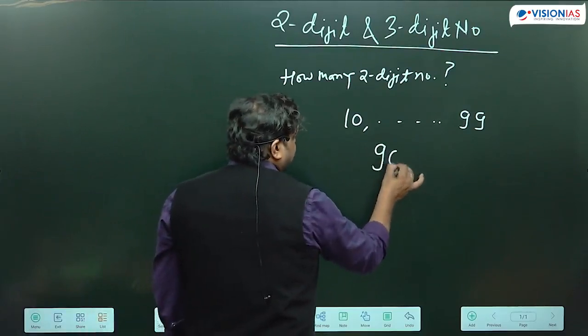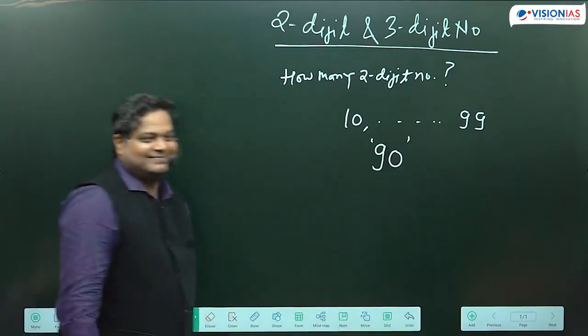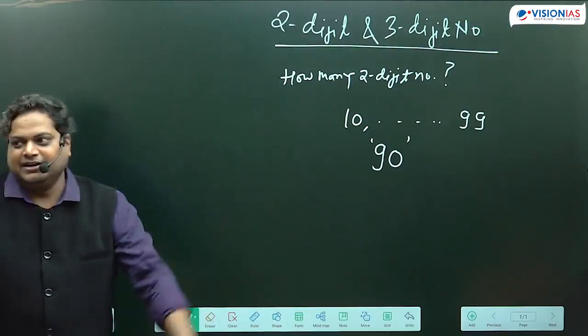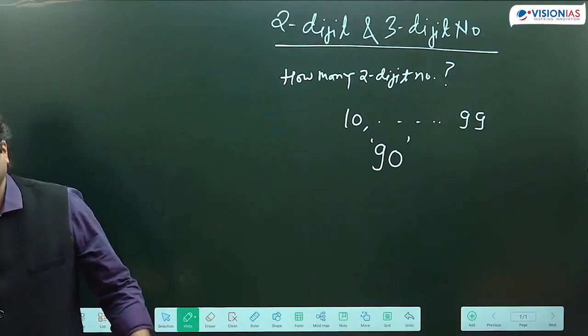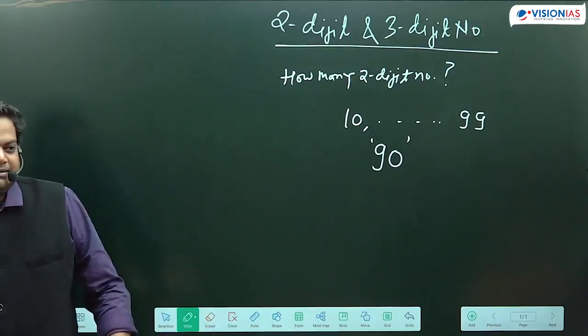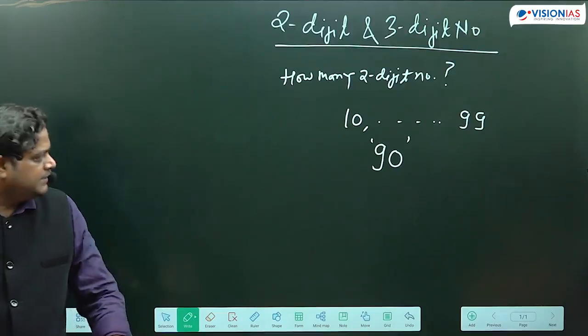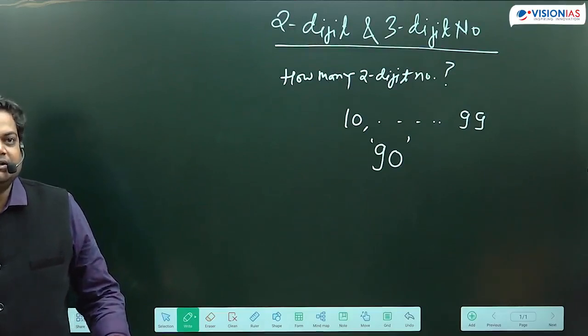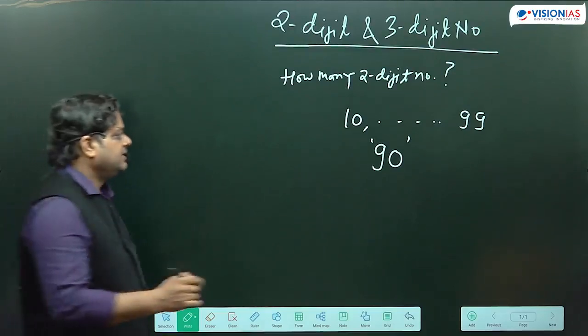90 के 89? 10 is also included. ऐसे करेंगे ना, 99 minus 10 we are getting 89. But 10 is also included, तो +1 करना पड़ेगा. Total 90. 2-digit numbers are there.